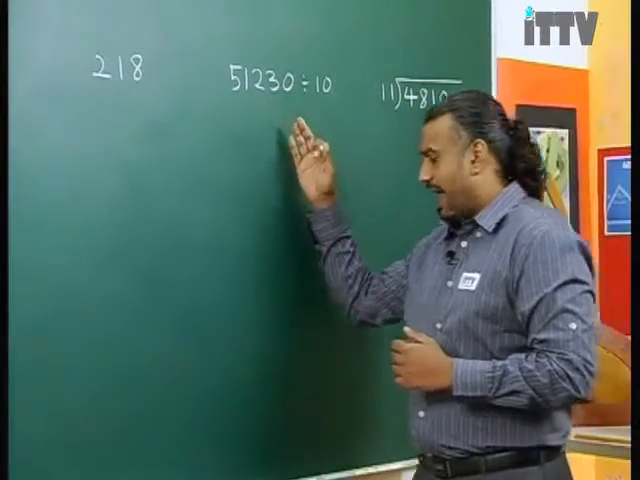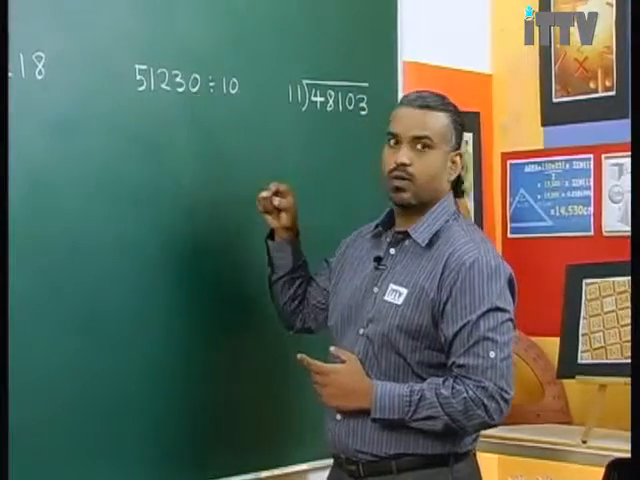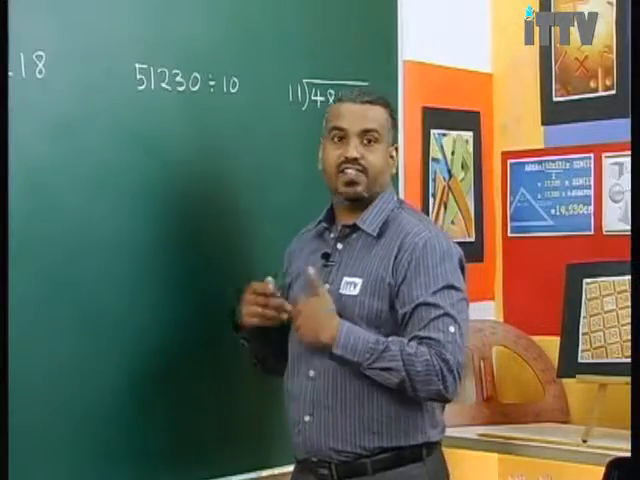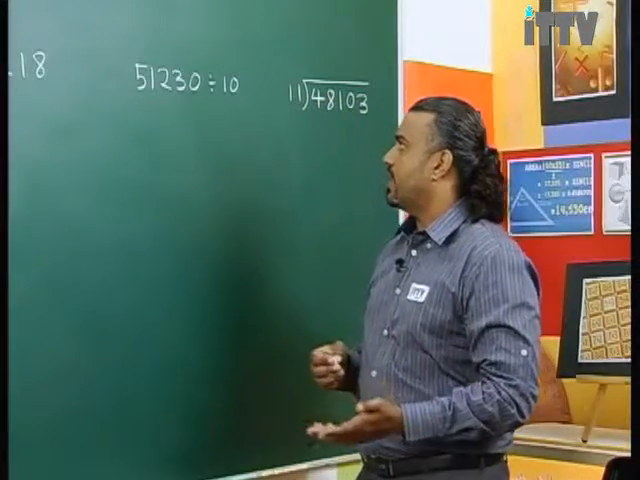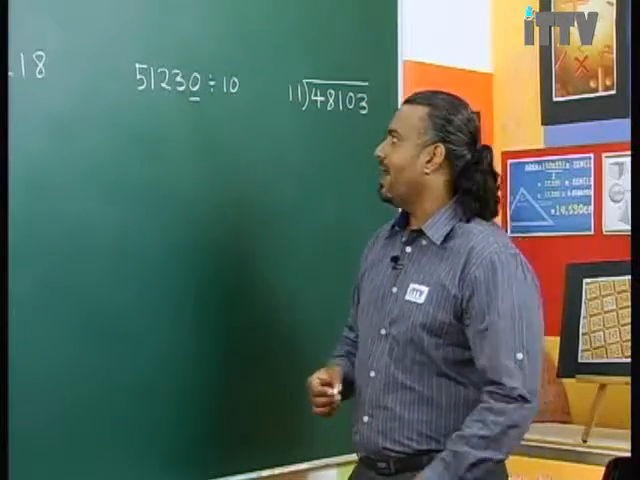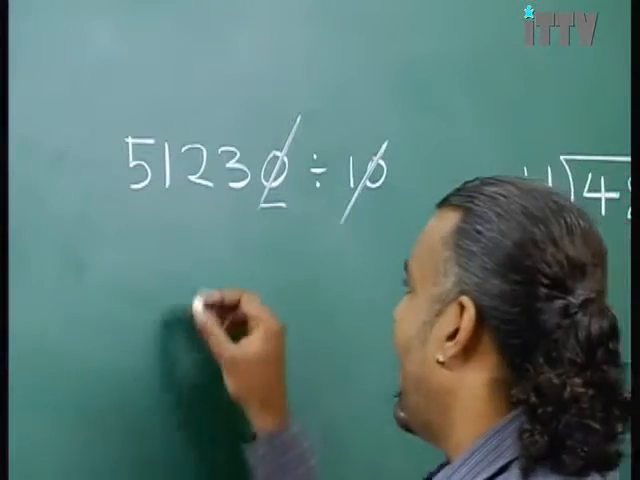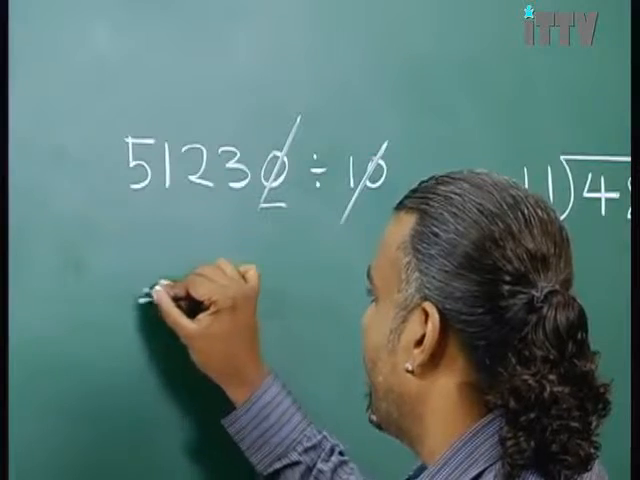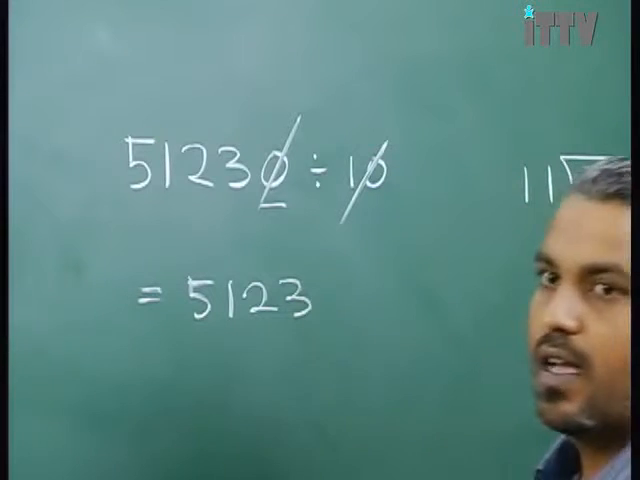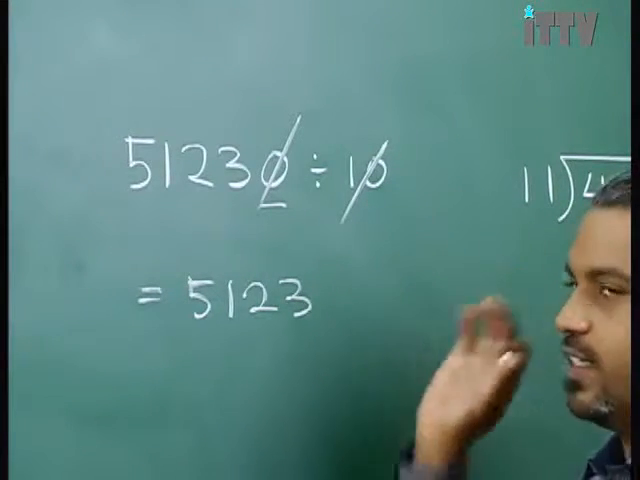So if you take a look at the next example here, we've got the number 51230 divided by 10. Now, in order to be divisible by 10, what you've got to see is that the last digit must end with 0, isn't it? Why? Because if it's 0, it goes on, and the answer will simply be 5123. I used to love 10 as a divisor. Why? It's so easy to do.